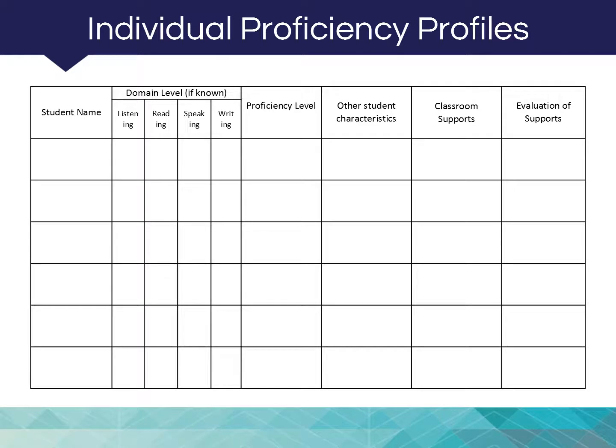Consider things such as the student's literacy level in his or her native language, previous school experiences, student strengths, interests, and anything else you know about the student that may determine the best way to support him or her. You can complete the classroom supports and evaluations of support columns later. If time permits, pause the video now to complete the chart and discuss students you share in common with your colleagues.